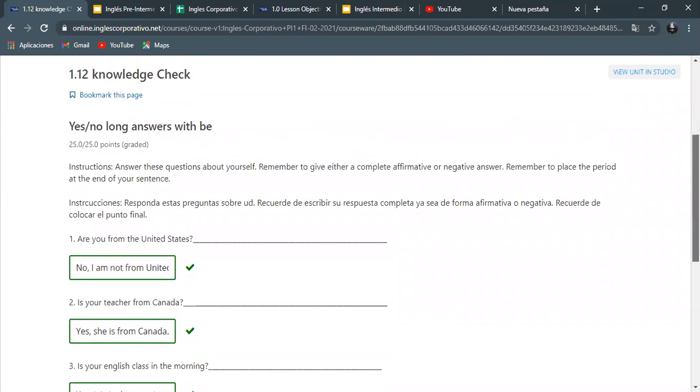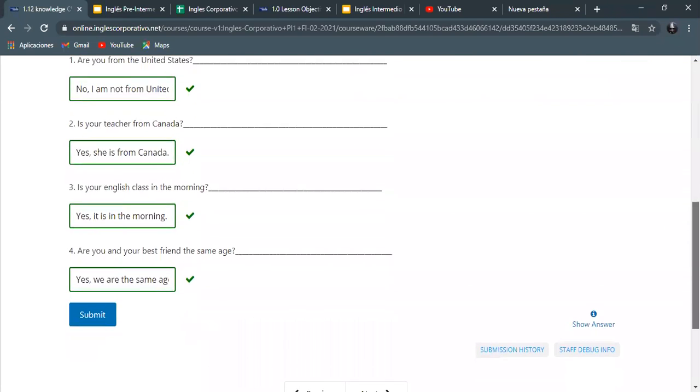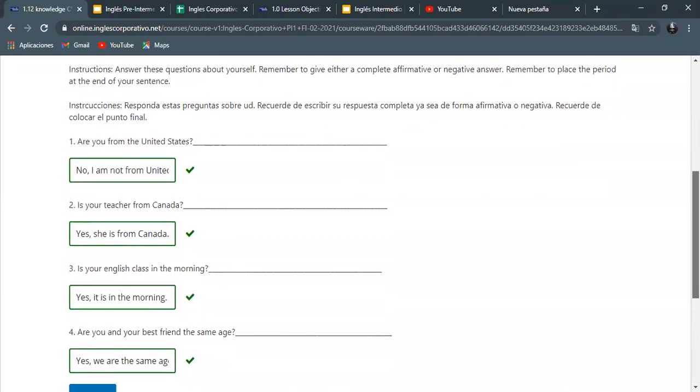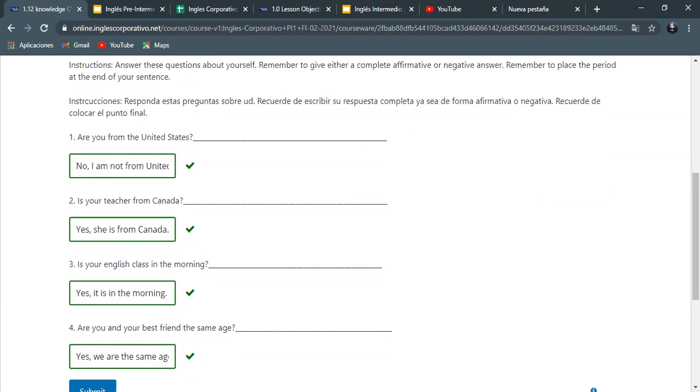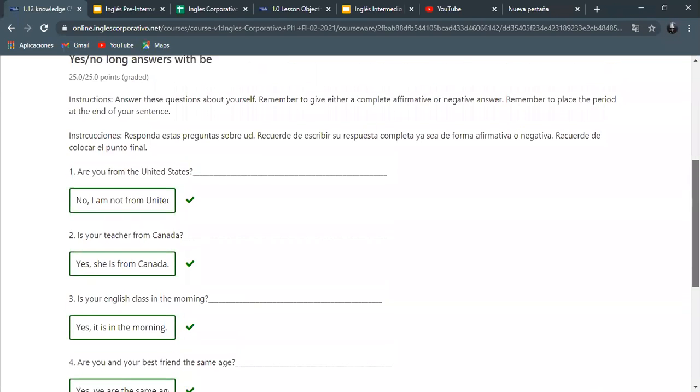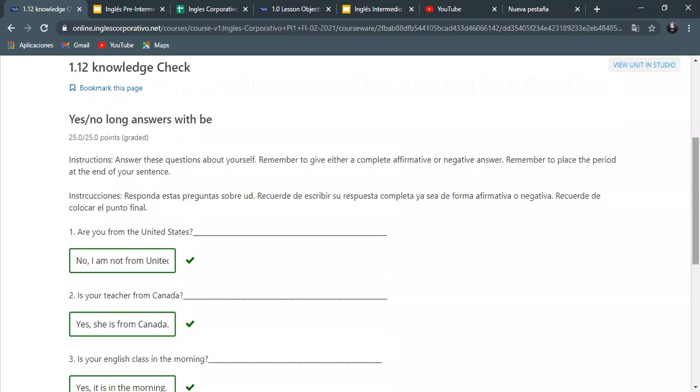¿Alguna pregunta o duda con el 112? Any questions? Teacher, yes? You have a question. Go ahead. How many times do for homework? Bueno, en español. ¿Cuánto tiempo tenemos para completar esto?